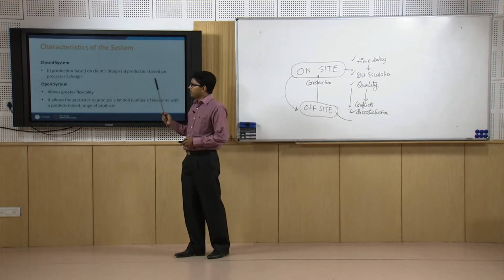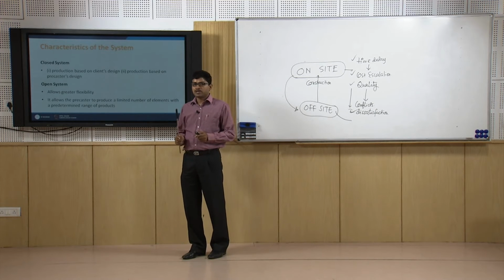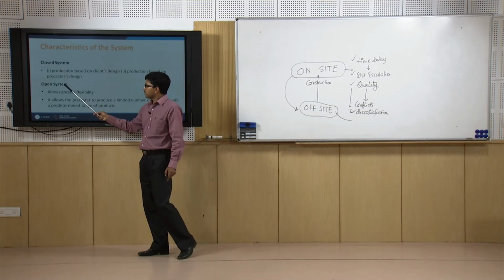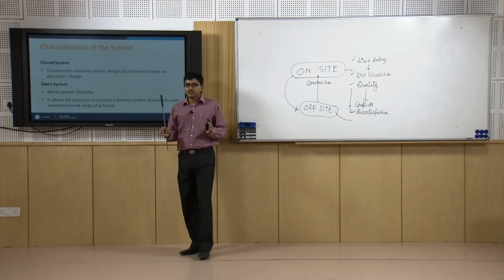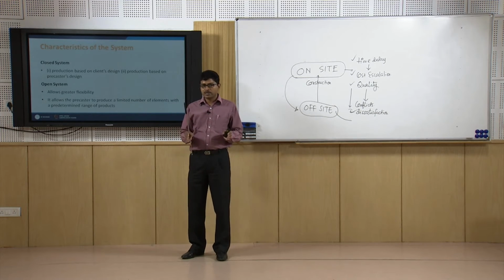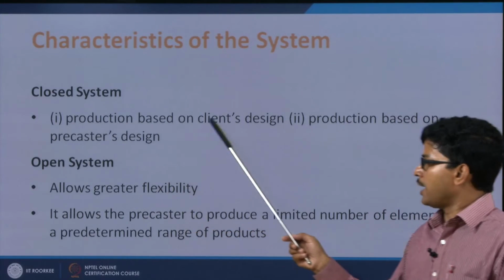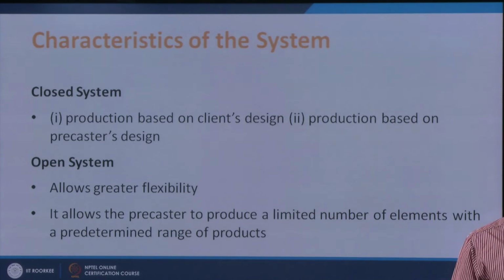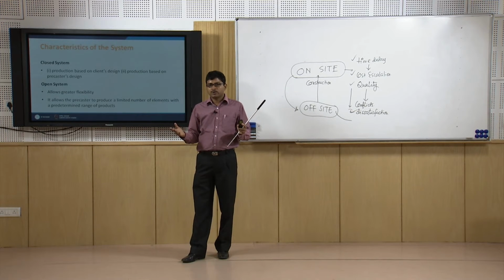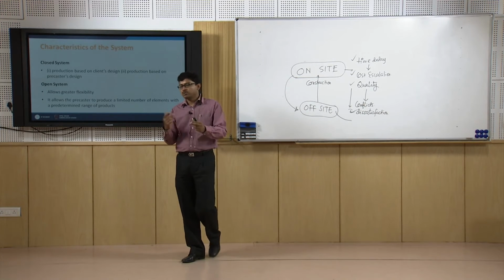Now based on this system, there are 2 different characteristics which basically influence the system. Those are called closed system and open system. In a closed system, the whole design, standardization and construction is done by only one provider or one manufacturer. So in a closed system, the production can be based on the client design. Client design means if the client can provide a design to a manufacturer, the manufacturer can produce that housing starting from the design to the construction and deliver to the client.